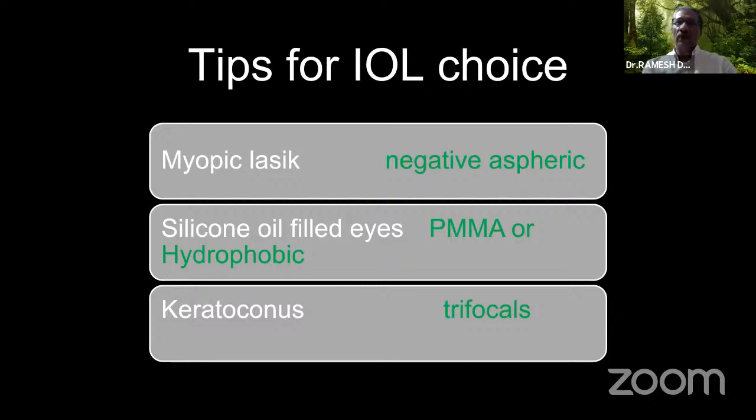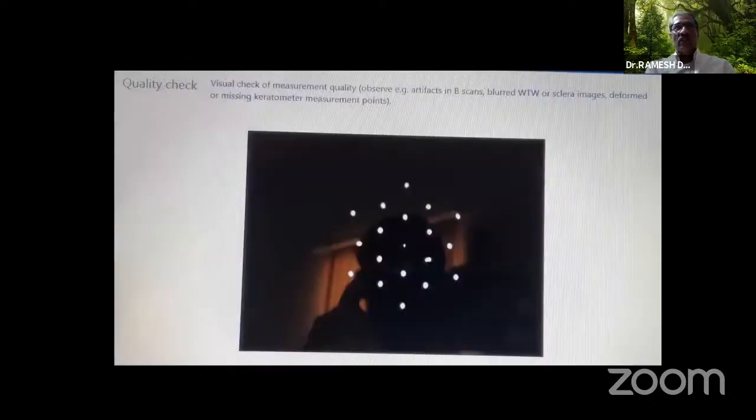If you're putting a trifocal lens, let's say of power 18, you're not only putting a lens with power 18, you're also incorporating a 19.5 and a 21. So you get 3 hits at getting emmetropia in patients with keratoconus if you put a trifocal. So this is one interesting tip about choosing the intraocular lens.